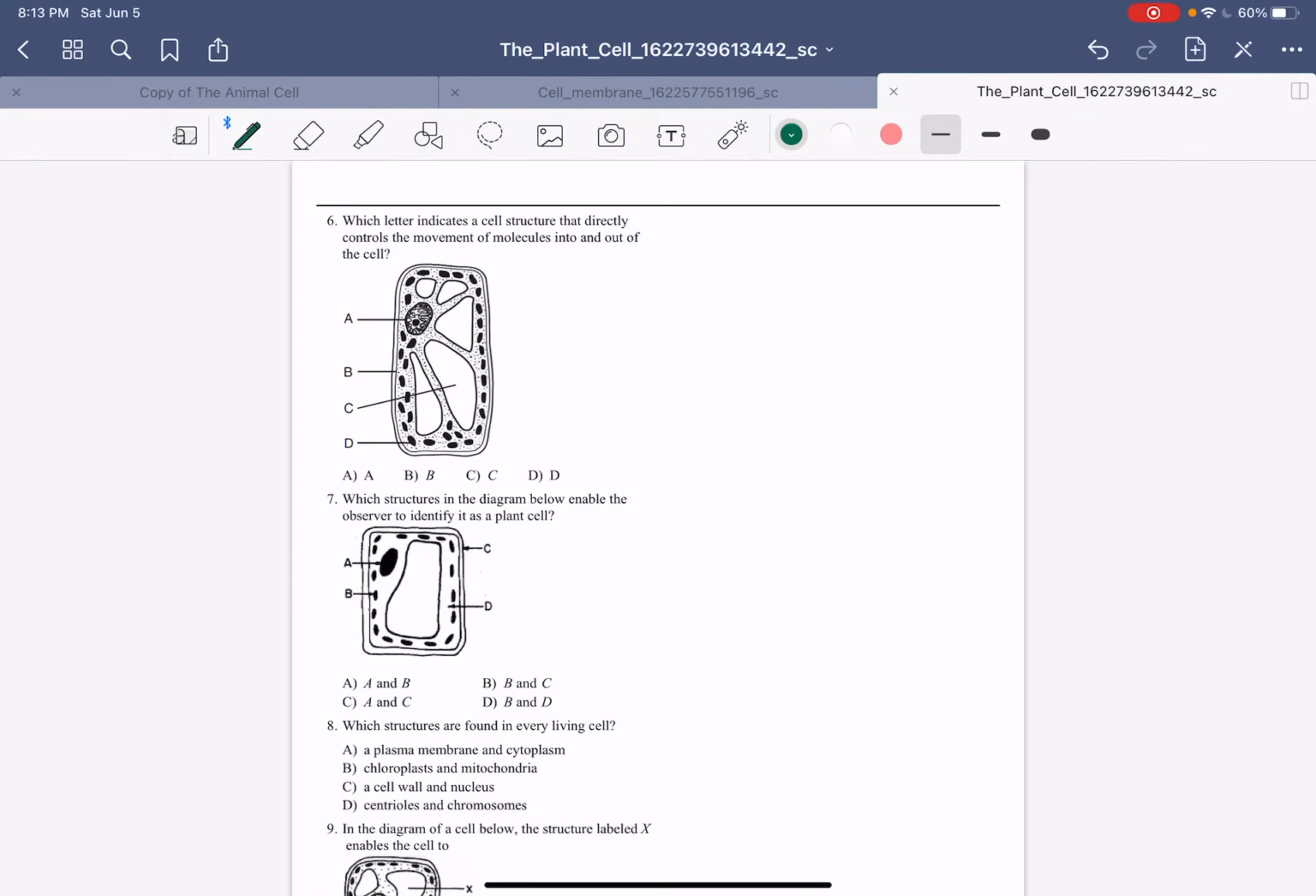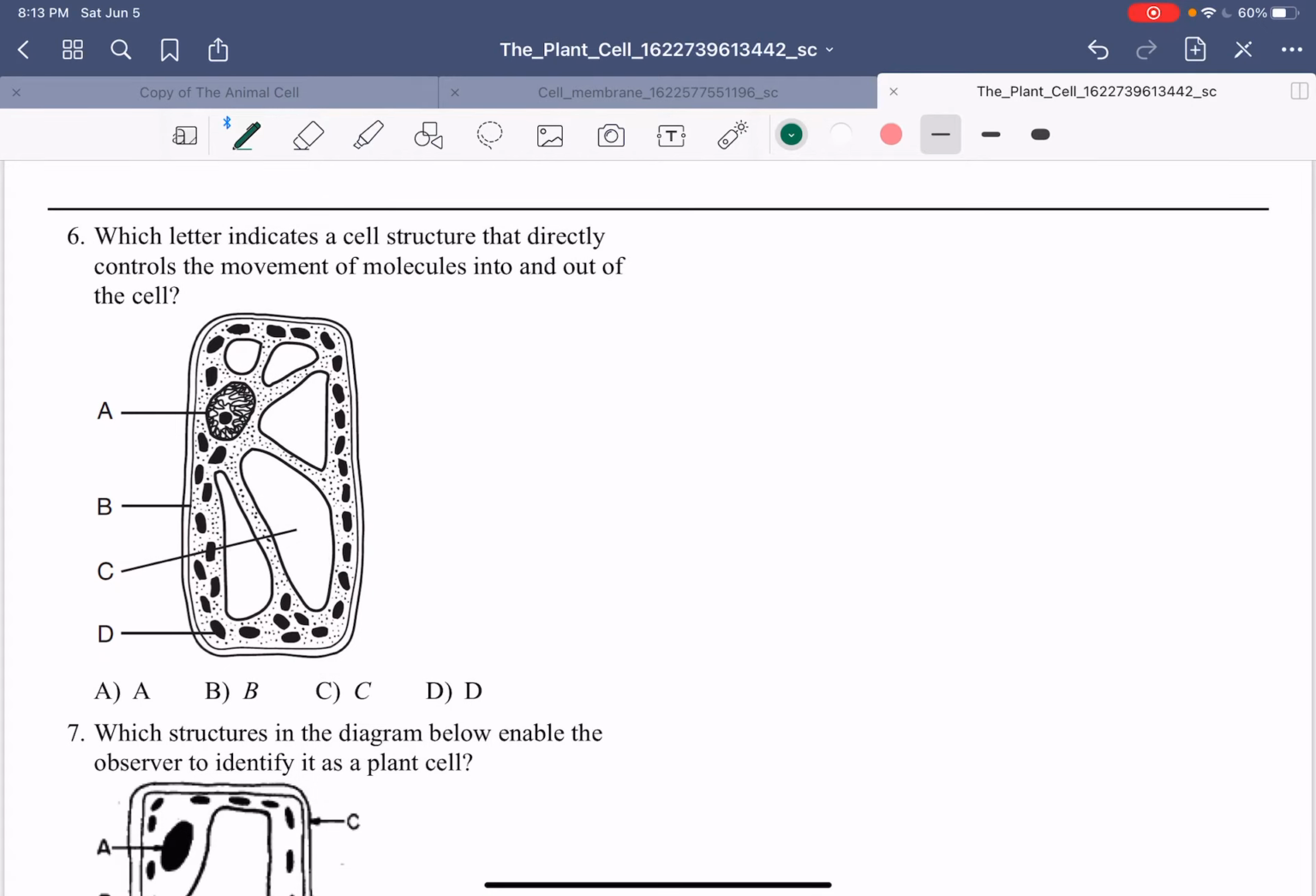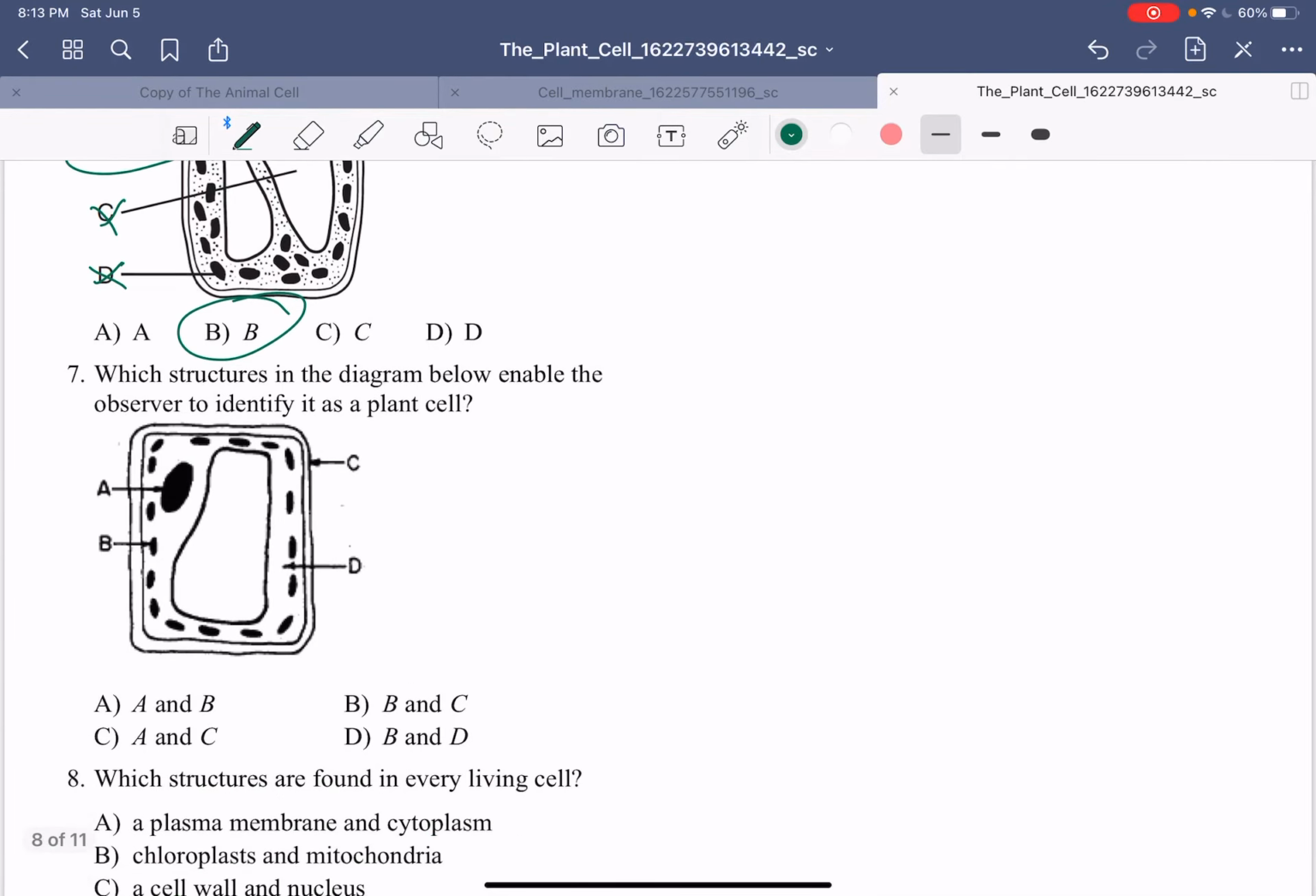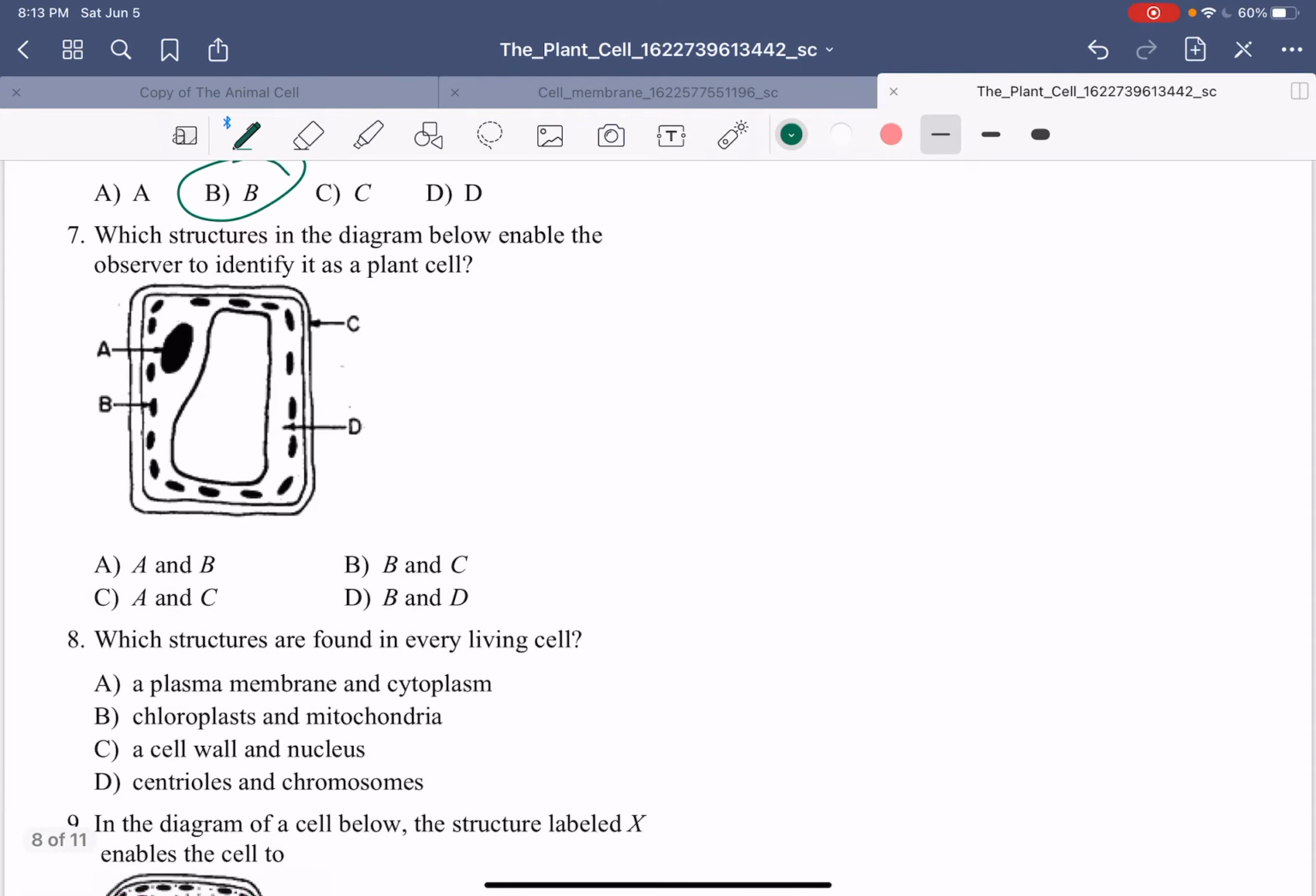Okay, let's move on to number 6. Which letter indicates a cell structure that directly controls the movement of molecules into and out of the cell? They're giving the classic definition of the cell membrane. So it's not chloroplast, it's not a vacuole, it's not the nucleus, it's the cell membrane. Notice how they keep labeling B as the cell membrane. Don't fixate and think that that's always going to be the case. Just look for where the cell membrane is labeled. Notice how this B is labeling a chloroplast.